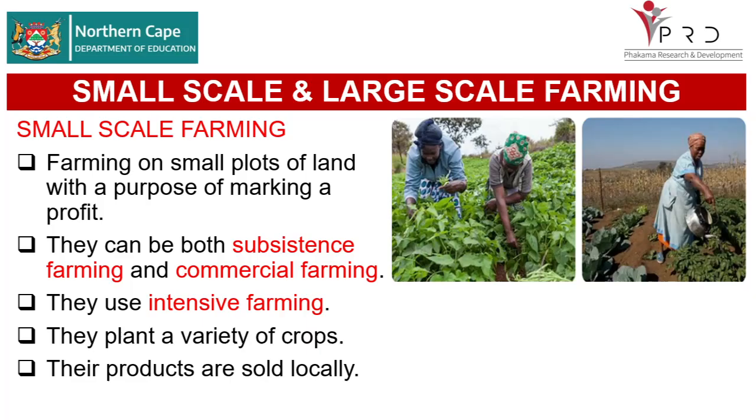And also, in small scale farming, they are using intensive farming. Remember, in our terminology, we had the intensive as well as the extensive farming. We said in intensive farming, there is a lot of work that has been put in. Why is there a lot of work being put in? Because everything is done using their own hands, or they are using manual labor. Remember, we're saying these are the small scale farming.